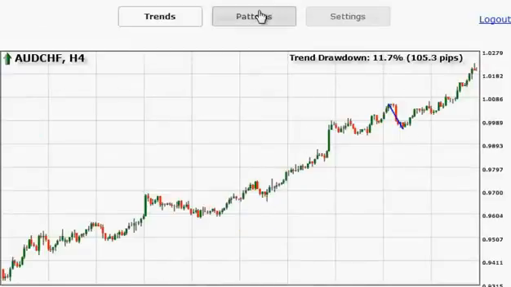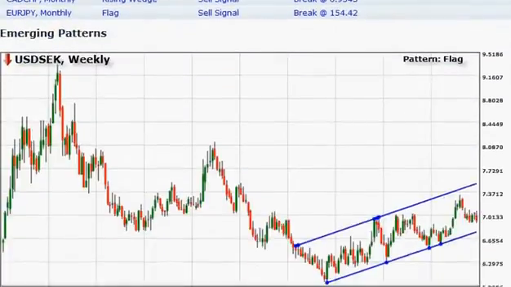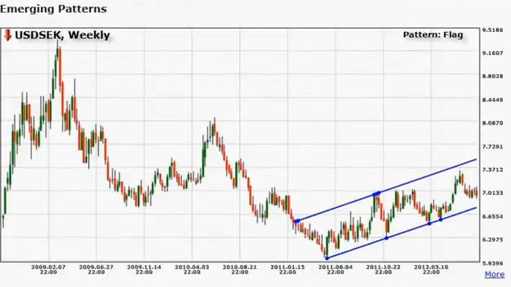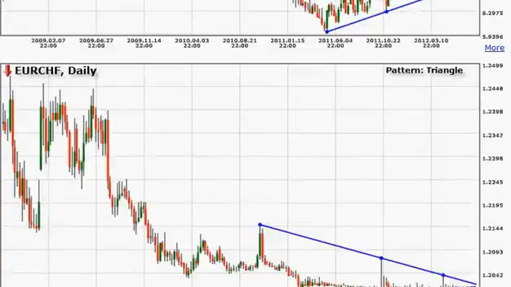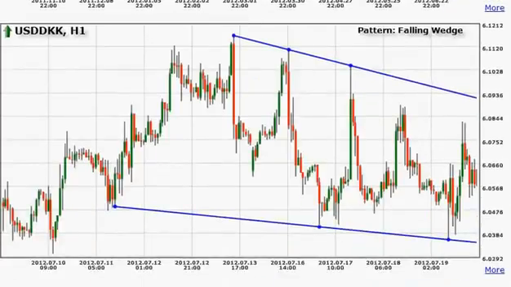Now let's look into patterns. And what you see are, believe it or not, the automatically recognized patterns. Here's the pair and the time frame and the pattern name. Flag, triangle, falling wedge, and so on.